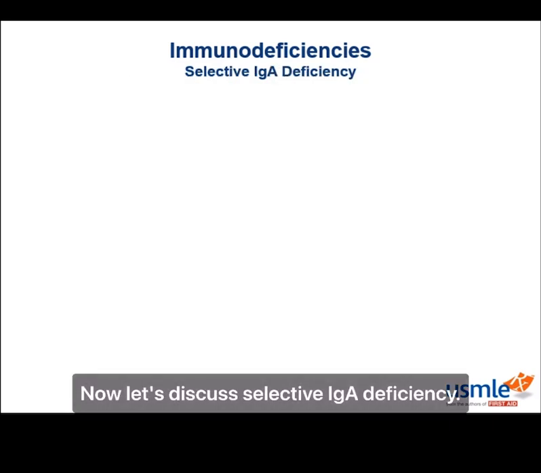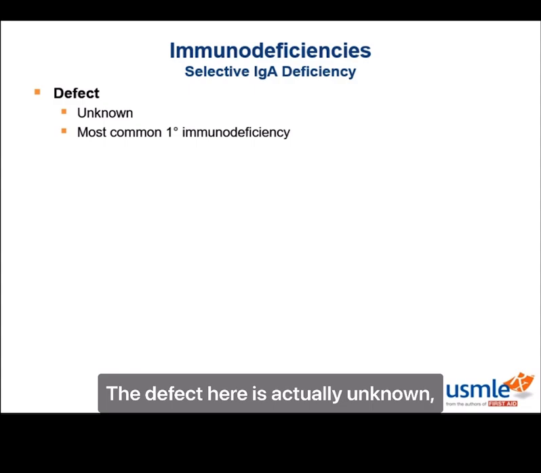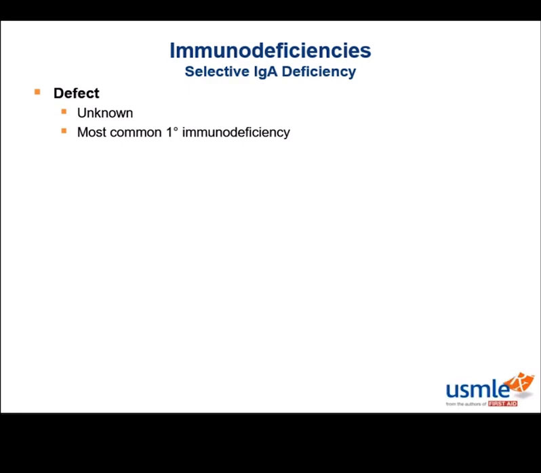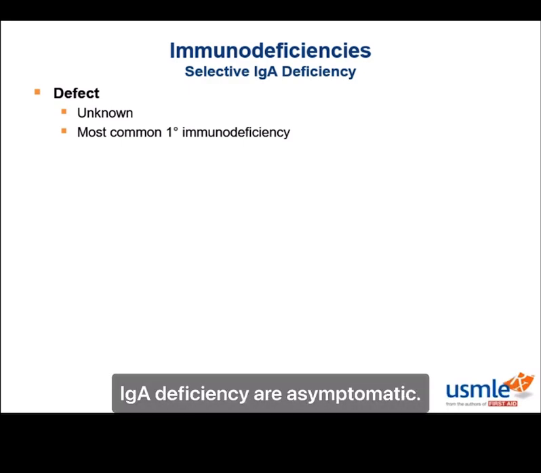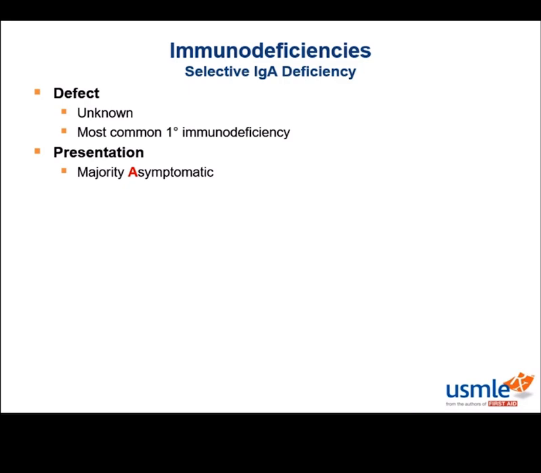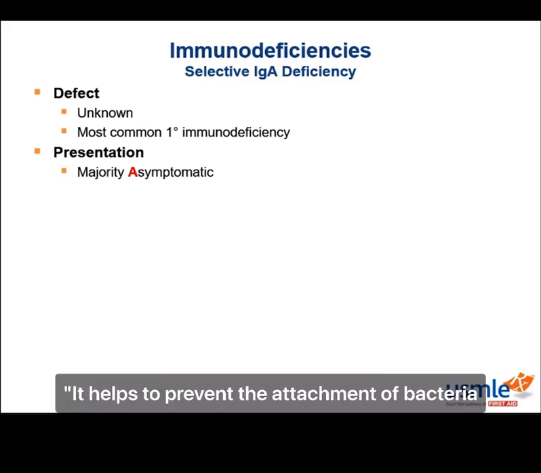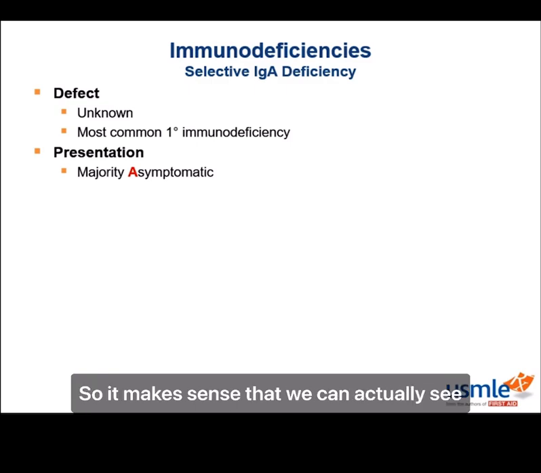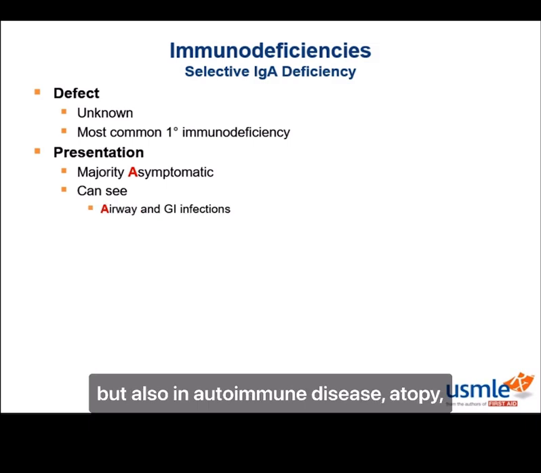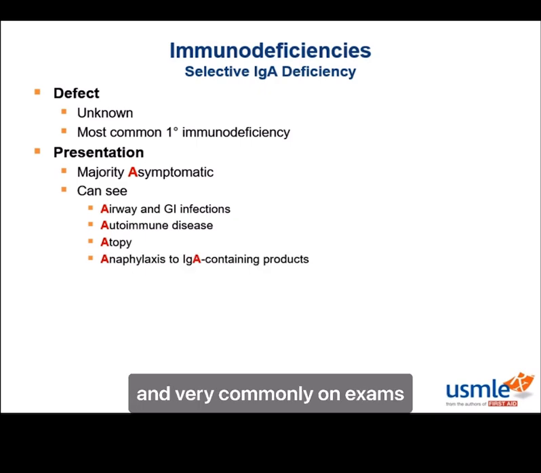Now, let's discuss selective IgA deficiency. The defect here is actually unknown, but it's the most common primary immunodeficiency. Now, the majority of people with selective IgA deficiency are asymptomatic, but what do we need IgA for? You're right if you said it helps to prevent the attachment of bacteria and viruses to mucous membranes. So it makes sense that we can actually see the presentation as airway and GI infections, but also in autoimmune disease, atopy, and very commonly on exams, anaphylaxis to IgA-containing products.